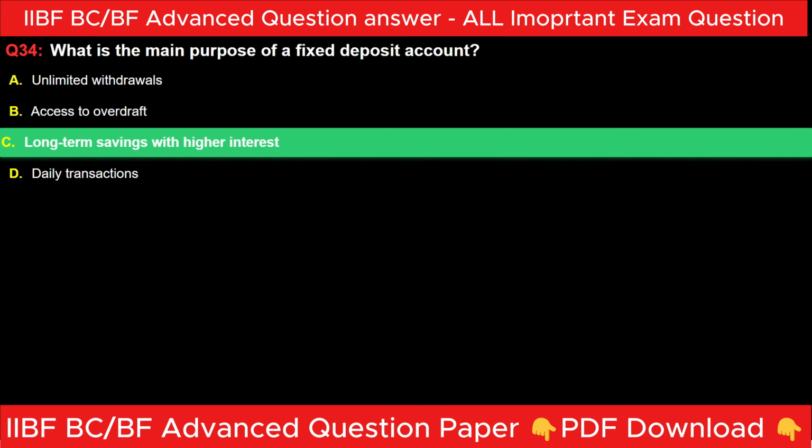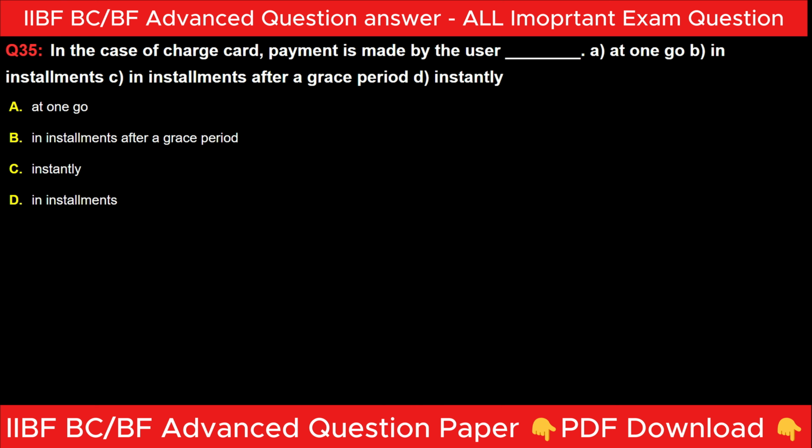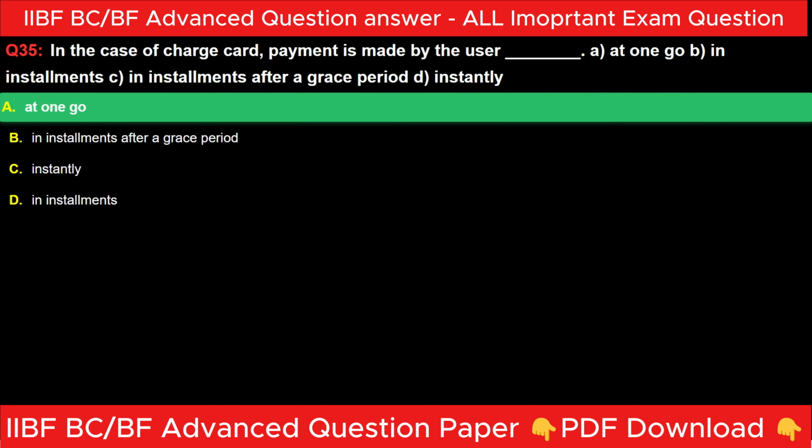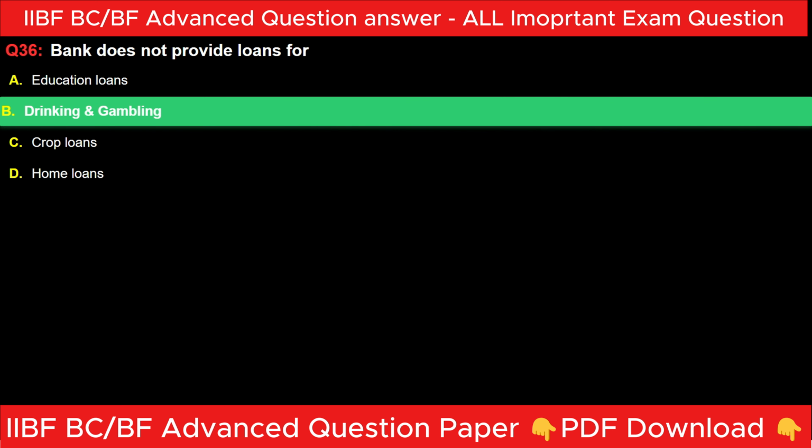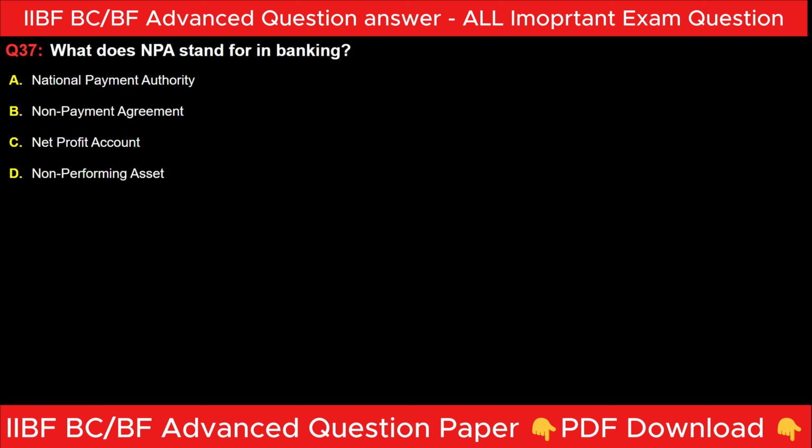What is the main purpose of a fixed deposit account? Long-term savings with higher interest. In the case of charge card, payment is made by the user. A. At one go, B. In installments, C. In installments after a grace period, D. Instantly. At one go. Bank does not provide loans for drinking and gambling. What does NPA stand for in banking?